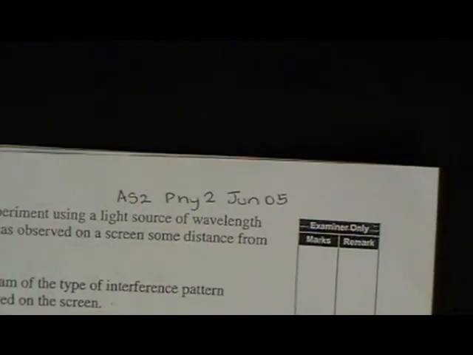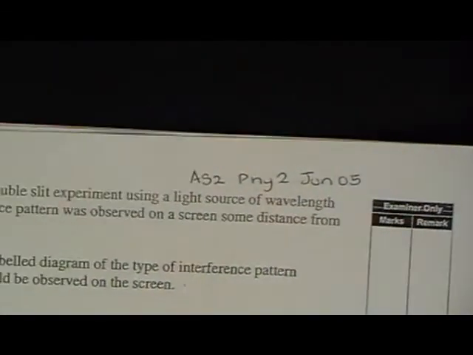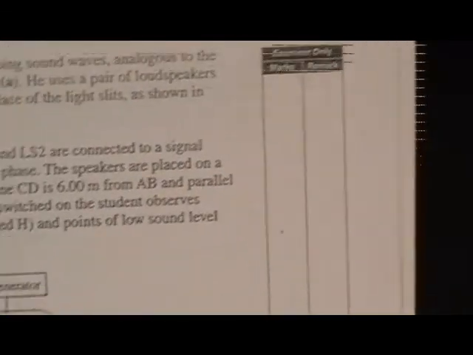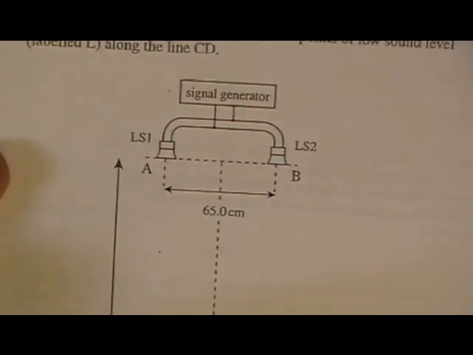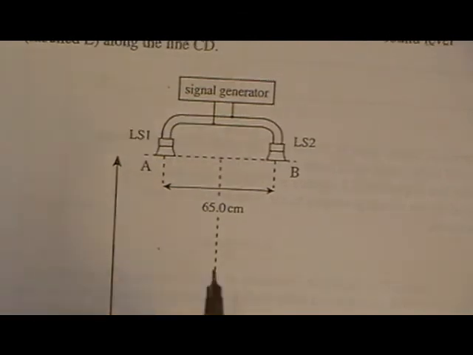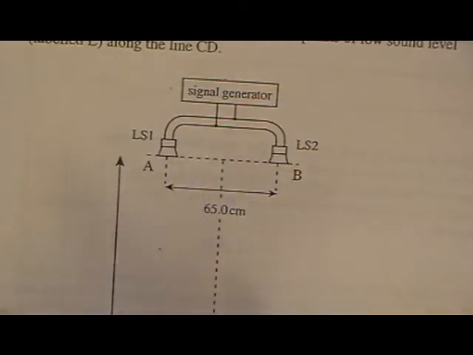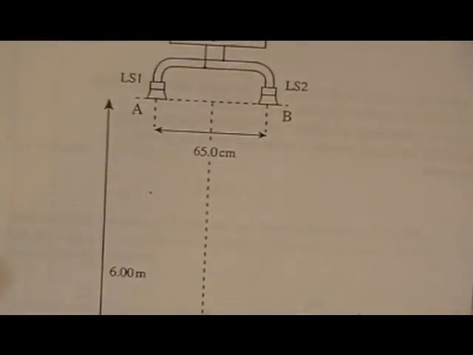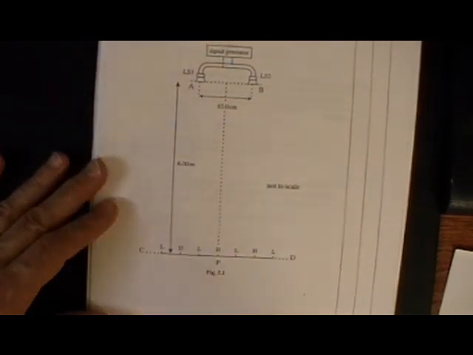Okay, part B of this question, that is AS2, Physics 2, June 5, question 5. It's an interesting question because this is a development of the Young's double slit and the use of the equation, but it is using, you can see here, a signal generator connected to two loudspeakers. So what we're producing here is an interference pattern down at the bottom along here.